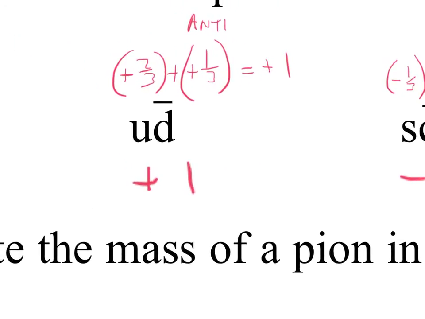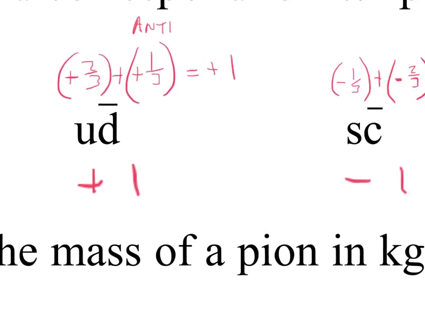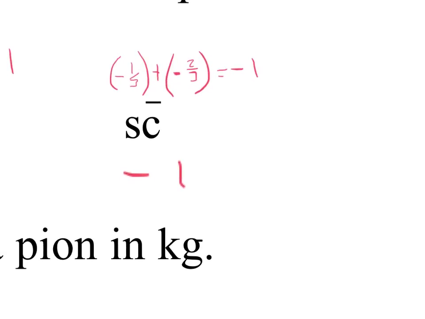Here we have an up and an anti-down, which gives you plus 2/3 plus another 1/3, which again is plus 1. Here we have a strange and anti-charm, which gives us minus 1/3 plus another negative 2/3, giving us a charge of minus 1.